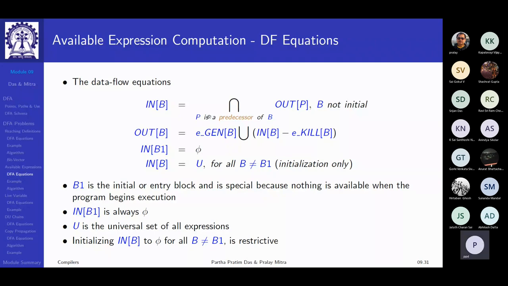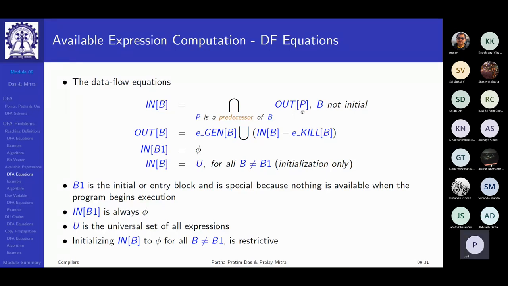The confluence is now intersection, because I have to take the least estimate, that is what is available on all paths. In reaching definition, it was what was coming in from any path. Now it is all paths. So I have to take intersection of the out set of the predecessors to get the in set of the basic block.